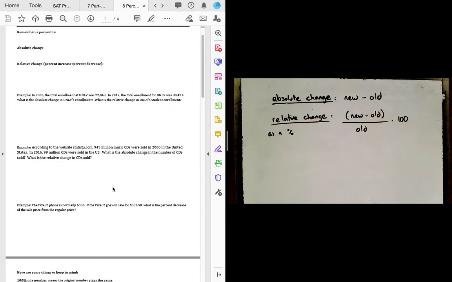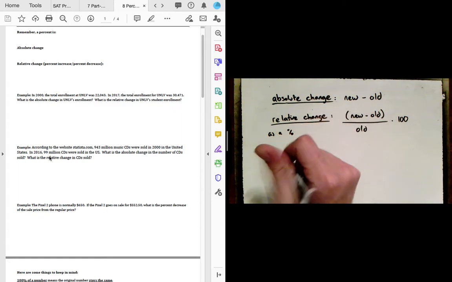So the important thing to keep in mind in this problem is that we're having this decrease, right? In 2000, the early value or the old value, we have a large number, 943. But of course, with the advent of downloading digital stuff, physical CDs weren't as necessary, and so we can expect to see the new value to be much smaller. We should also expect our absolute and relative change to have a negative value attached to it.